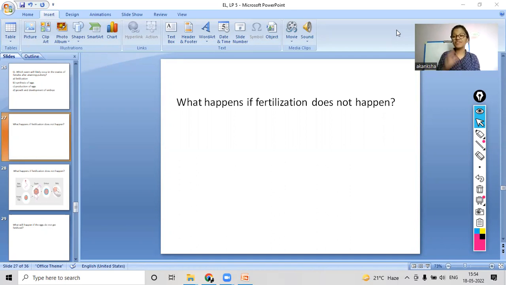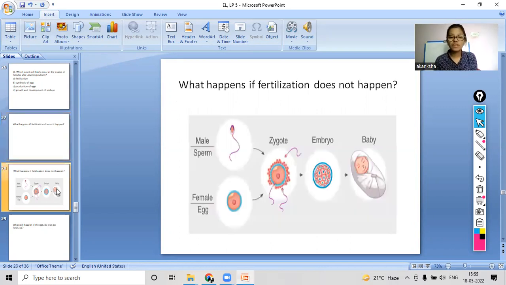Yes, very good. The periods happen because of this process. It happens when fertilization is not happening. Now we will see some more details. There is a picture in front of you, and you have to answer based on this picture what will happen if fertilization does not happen. There will be no zygote formation, no embryo formation, and no baby formation. So the lady will not get pregnant.